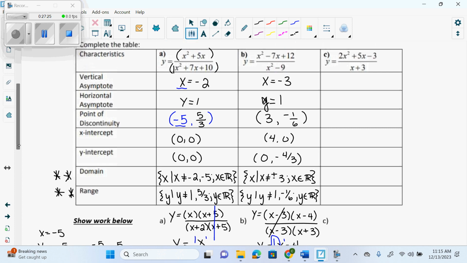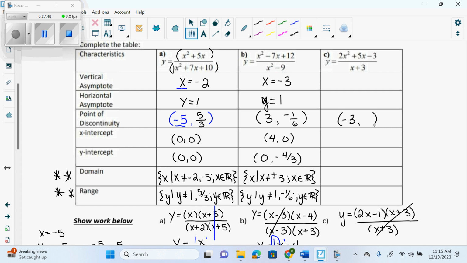This one, when we factor it, we get, is it 2x plus 1? I can't even remember. 2x plus 1? 2x minus 1, and then x plus 3, right? So my denominator completely cancels. I have a point of discontinuity at negative 3 and something.